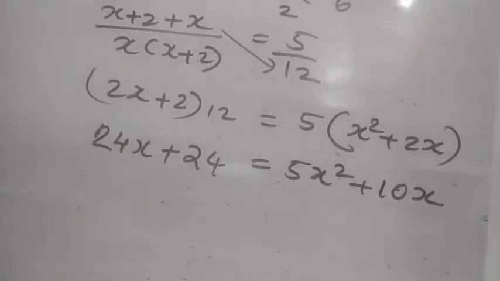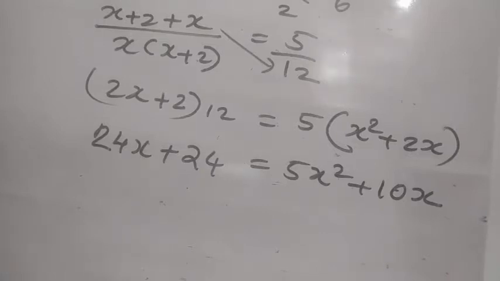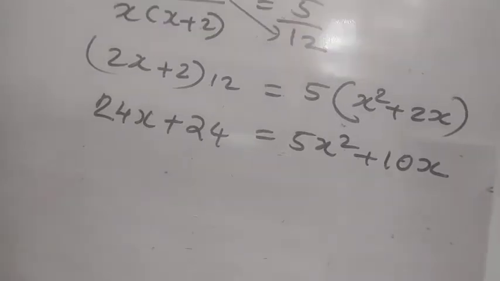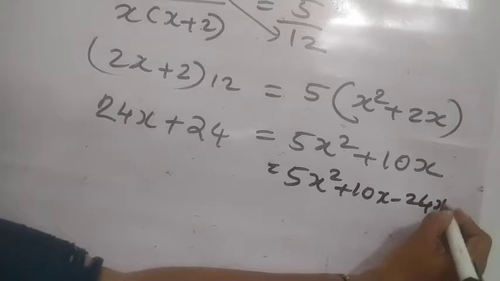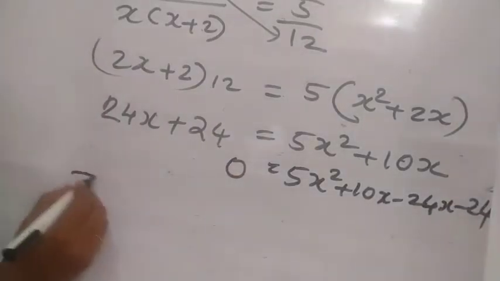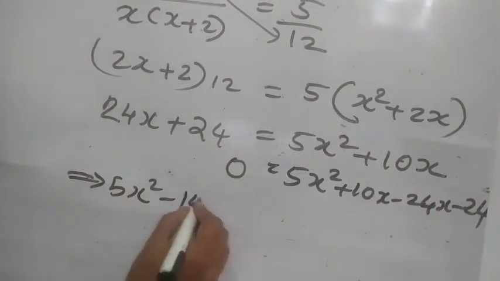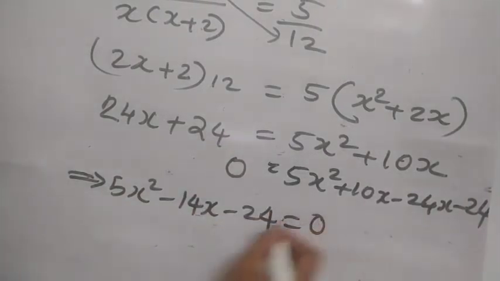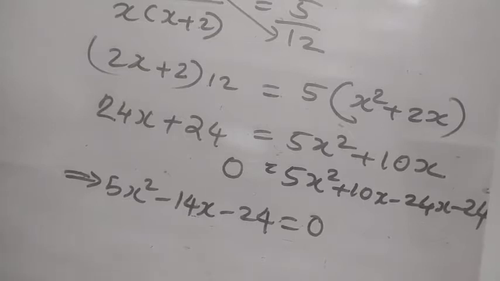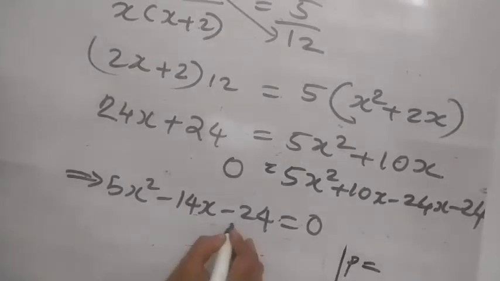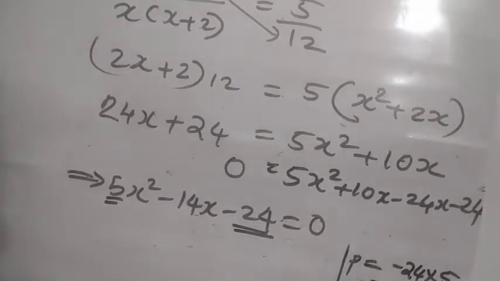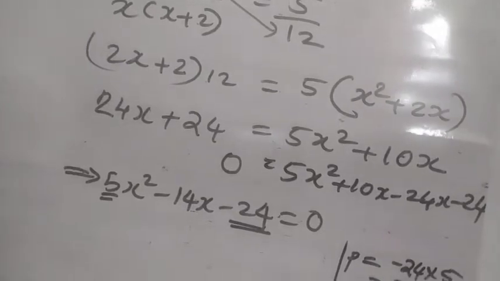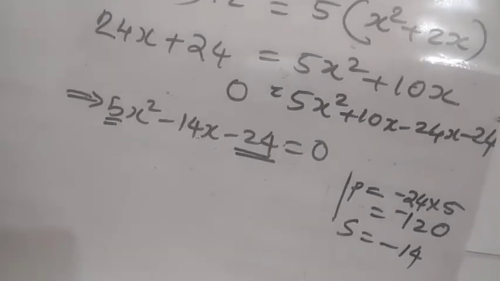Okay, so let us write those values to the right side. That is 5x square plus 10x minus 24x minus 24 gives 0. That is 5x square minus 14x minus 24 equal to 0. Here we have to find two numbers. Their product is negative 24 into 5, negative 120, and sum is negative 14. Product is negative 120 and sum is negative 14.